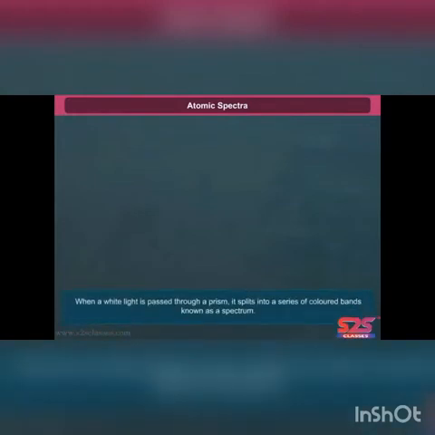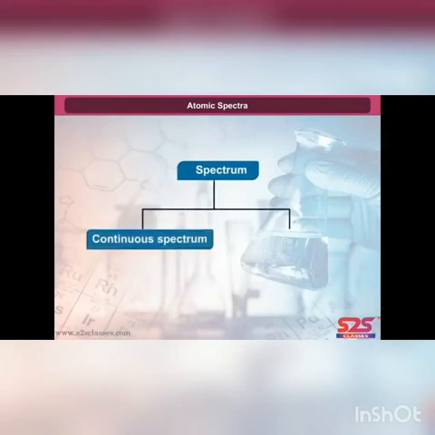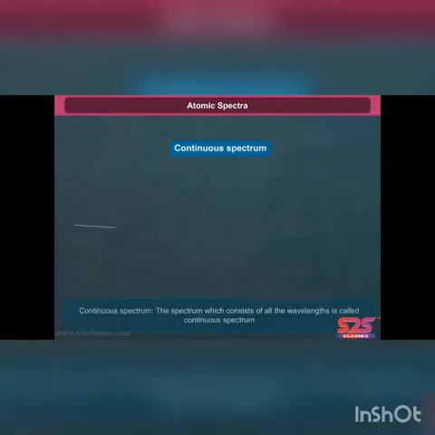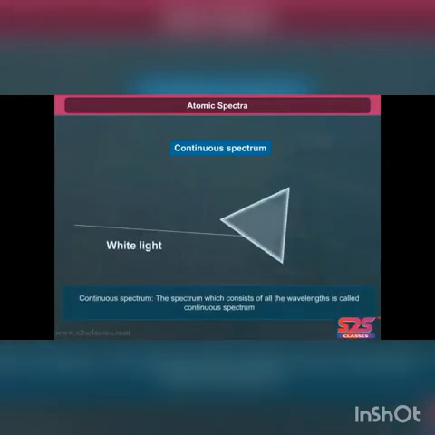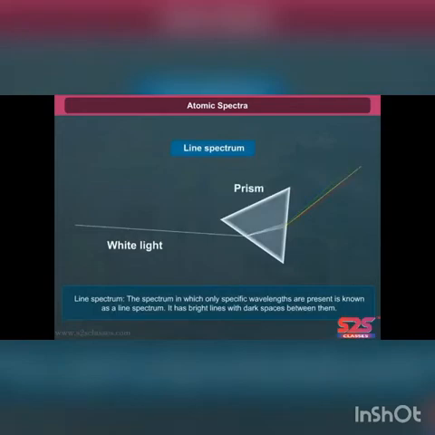Atomic spectra. When a white light is passed through a prism, it splits into a series of colored bands known as a spectrum. Spectrum is of two types, continuous spectrum and line spectrum. The spectrum which consists of all the wavelengths is called continuous spectrum, whereas the spectrum in which only specific wavelengths are present is known as a line spectrum. It has bright lines with dark spaces between them.